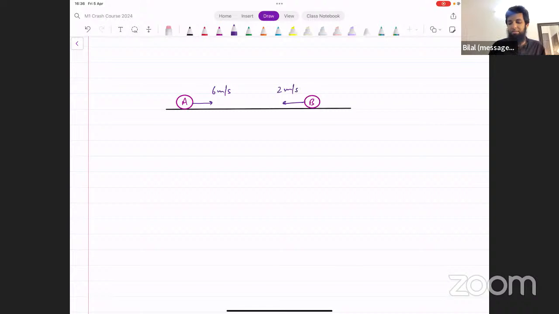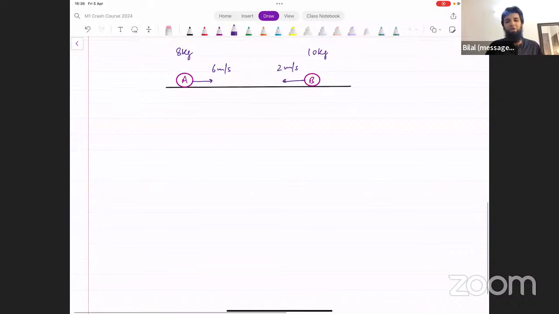We have their masses given as well. Let's say the mass of A is maybe 8 kilograms and the mass of B is, let's say, 10 kilograms. These are the two objects that we have. A is moving to the right side, B is moving to the left side. The surface is smooth.